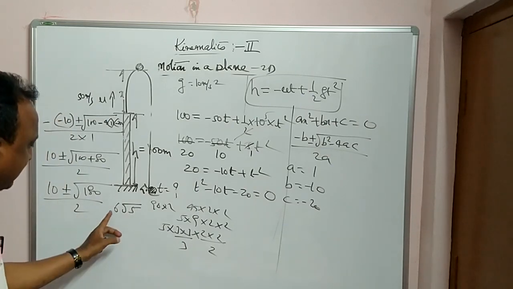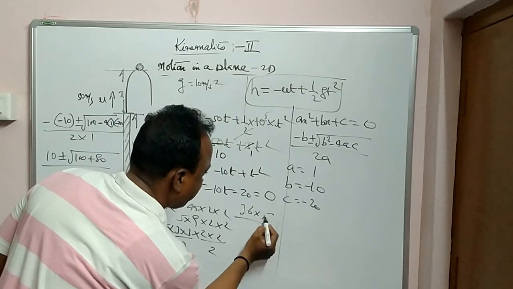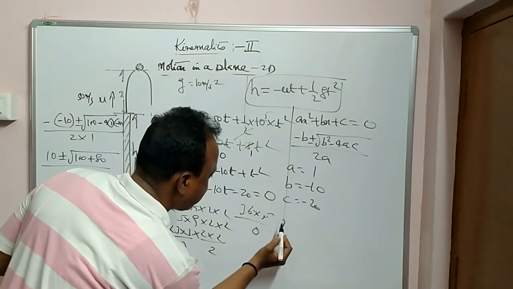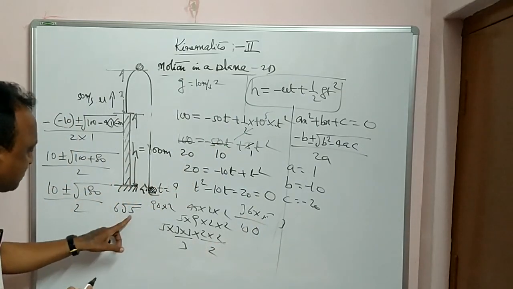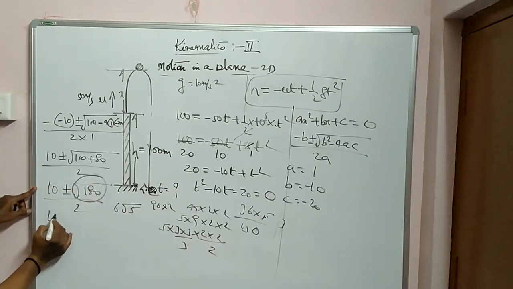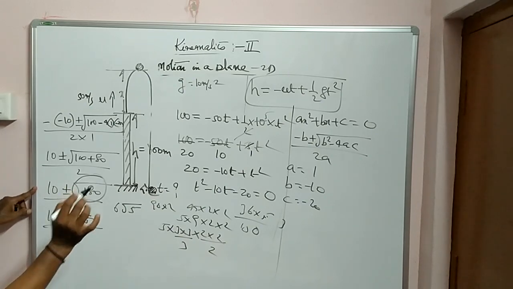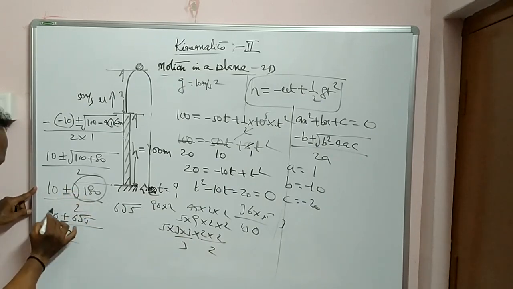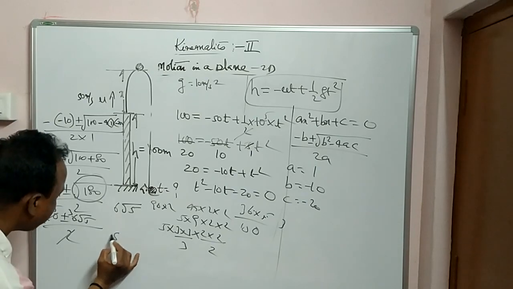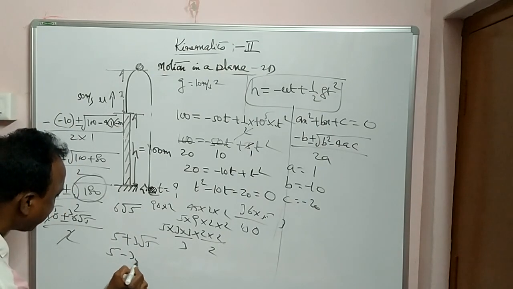Let us check it. Take 6 inside, 36. 36 into 5 is 180. Yes, exactly. So the root of 180 I can write as 6 root 5. So 10 plus or minus 6 root 5, by 2. So one root is 5 plus 3 root 5, and another one is 5 minus 3 root 5.